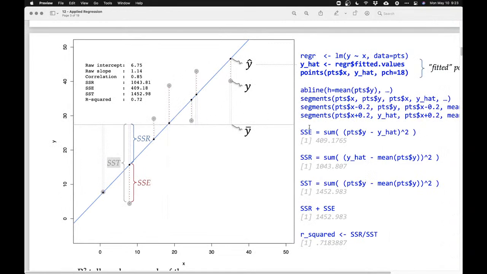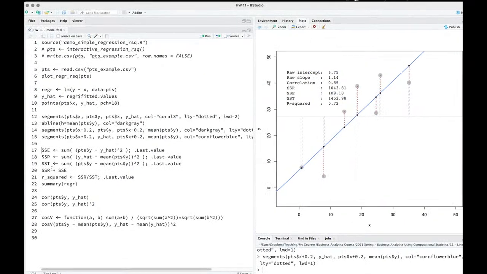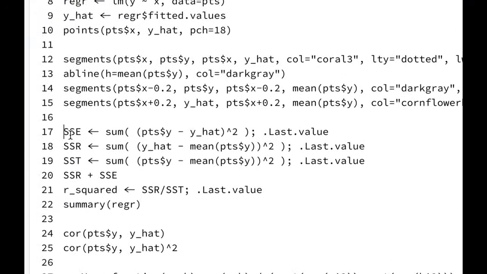We can do this mathematically as well. We can calculate the residuals or the sum squared error as just the difference from the actual Y's to the fitted values on the regression line, Y hat, squared and then summed.